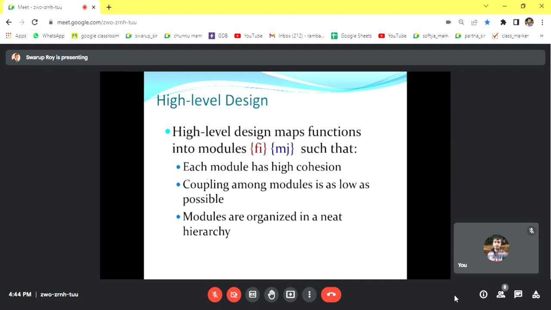So you are arranging those functions into different modules, say Mi and Mj, two modules. Each module should have high cohesion and low coupling, and another is that it should be a layered arrangement. It should have low fan out, and should maintain a kind of abstraction, whatever we have discussed. That is what we call a high level design, and it should be a good design.